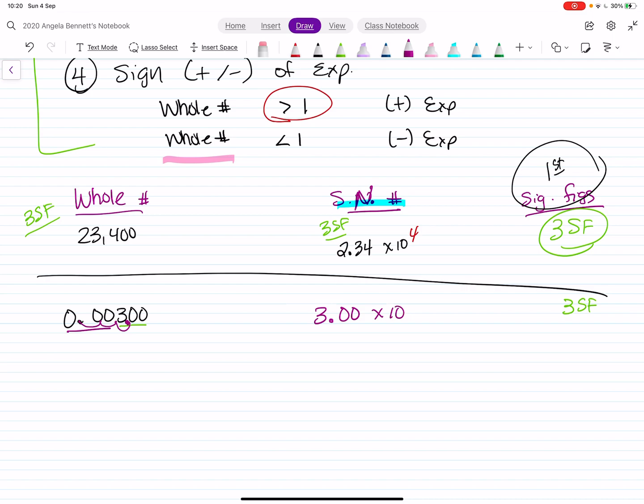Times 10 is step 2. Let's count the spaces we moved it. Let me get a different color. Okay, we go 1, 2, 3. We moved it 3 times. And this whole number, which was this number, is less than 1. So since it is less than 1, this gets a minus sign.